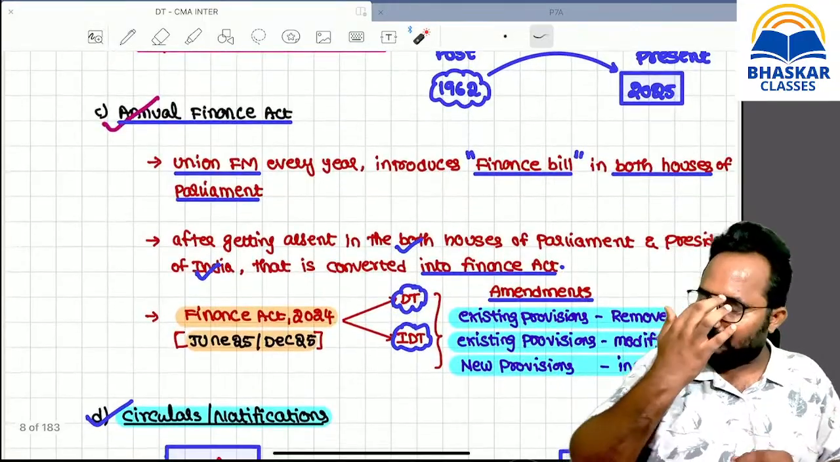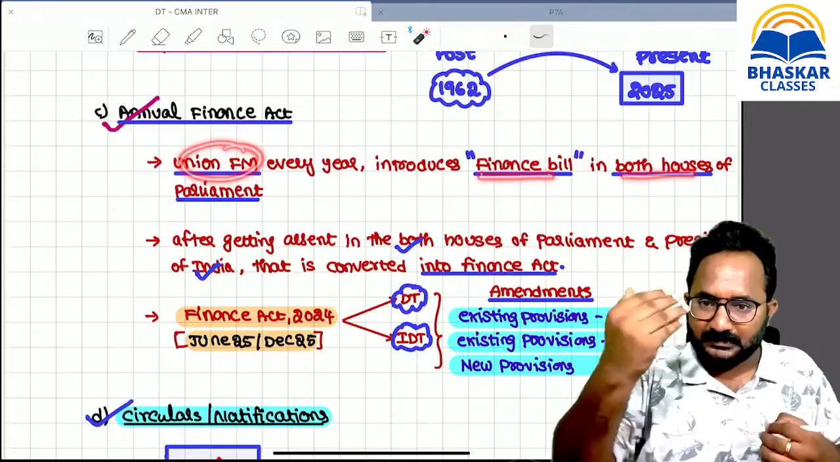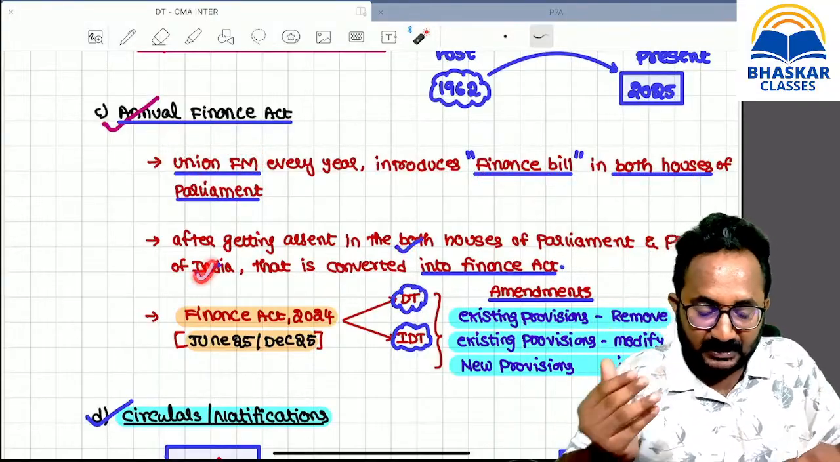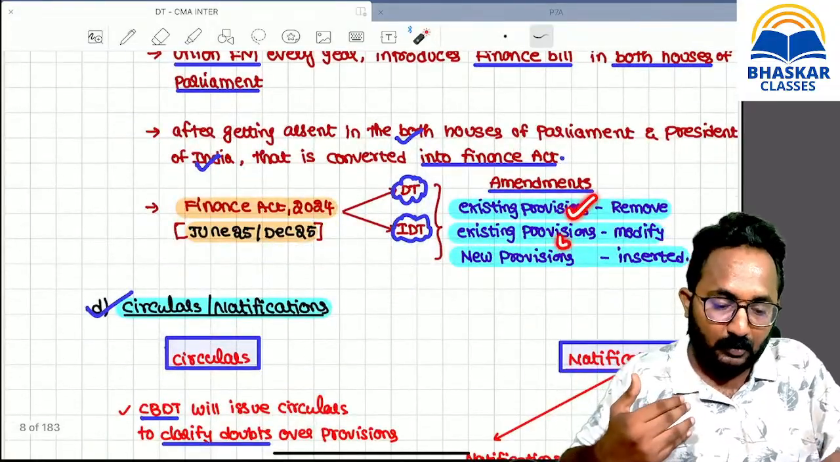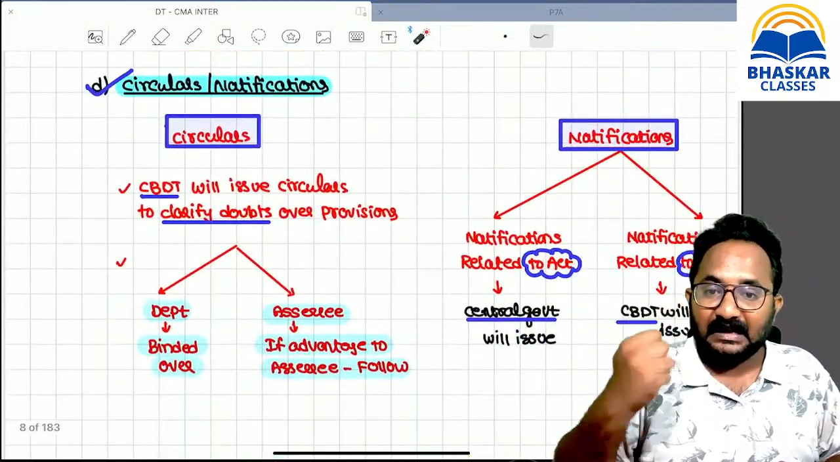The Annual Finance Act: the Union Finance Minister introduces the Finance Bill in both houses of Parliament. If it gets the assent of both houses of Parliament and the President of India, it becomes the Finance Act. Existing provisions can be removed, existing provisions can be modified, and new provisions can be inserted. Next, circulars and notifications.